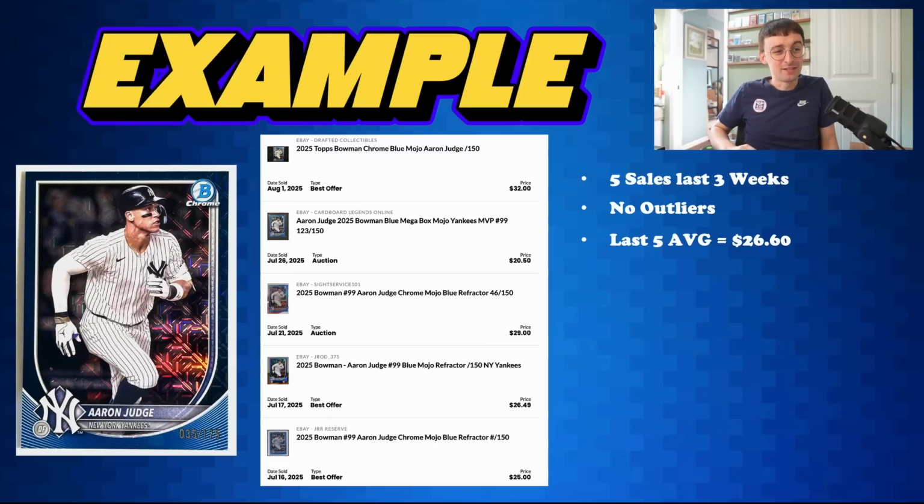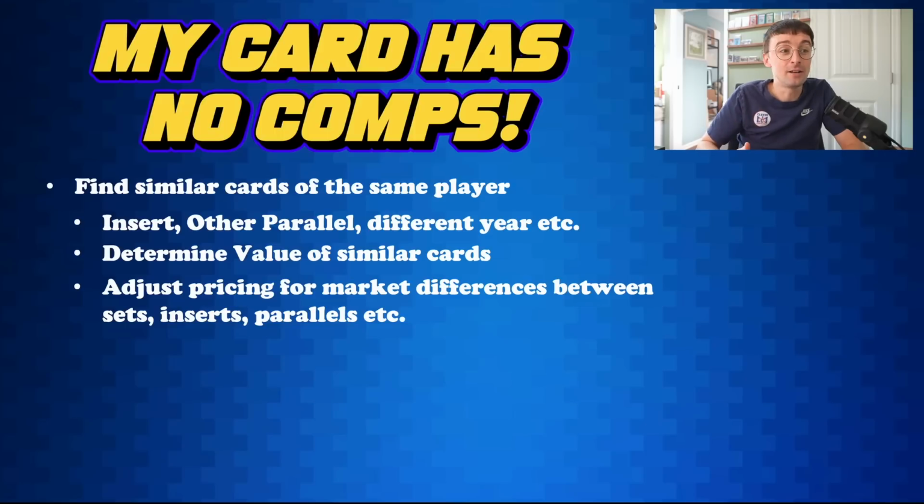Like the peak is $32, which is only a couple bucks over the next highest sale, and the low is 20.5, which again is only $5 lower than the next closest sale. So I don't view that as having any outliers. I would say the average is $26.60. I think clear value between $25 and $30. So those are some that are easy to comp.